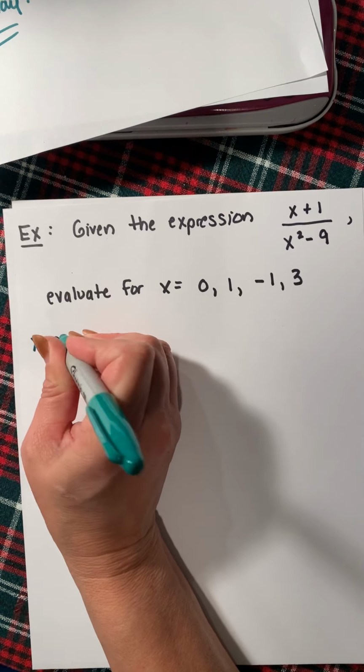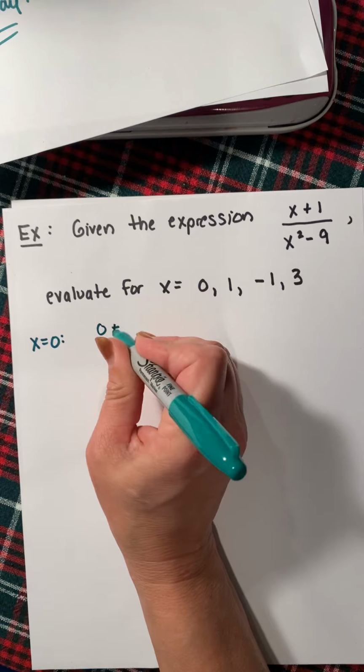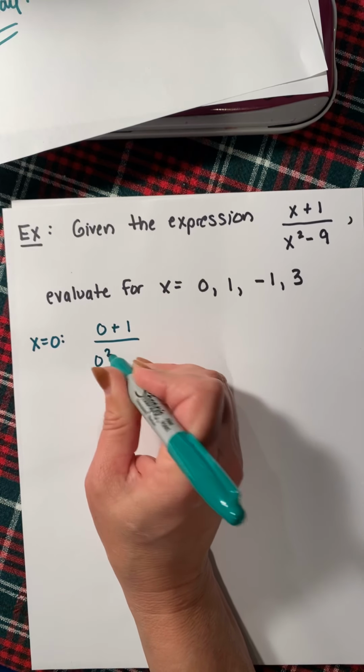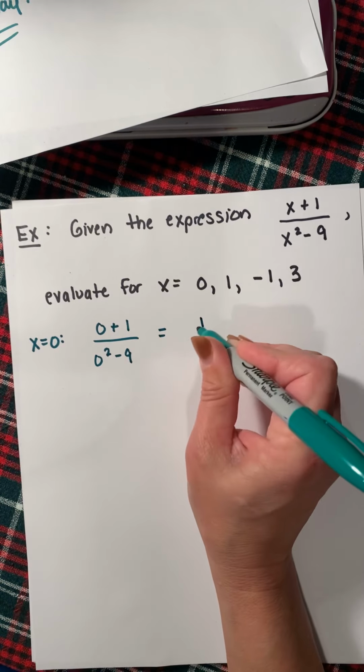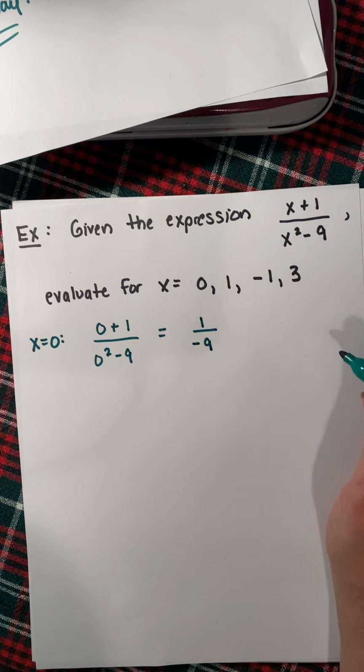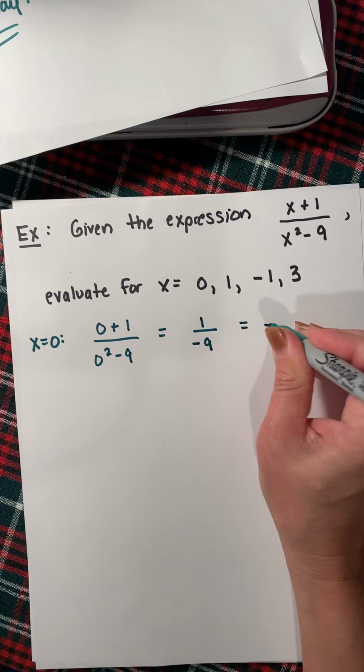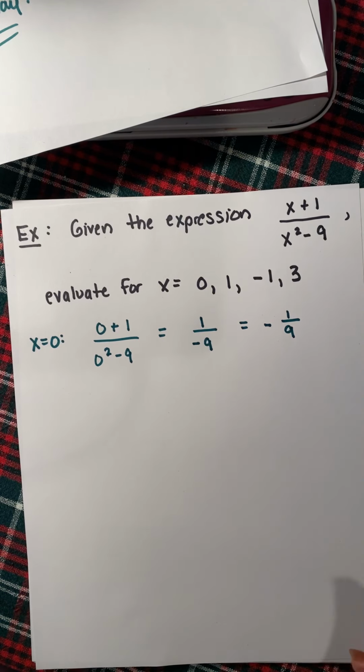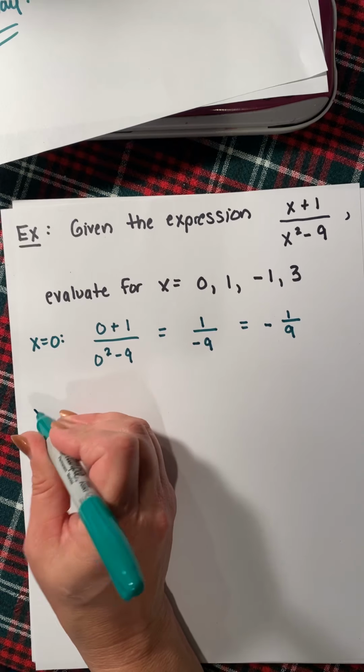So I'm going to start with 0. I'm going to plug 0 in. I get 0 plus 1 over 0 squared minus 9. Well, 0 plus 1 is 1. 0 squared minus 9 is negative 9. So the answer is 1 over negative 9. We could put the negative out front and call this negative 1/9. Either one of those are perfectly acceptable answers. And we just make sure, can we simplify this at all? And we can't. 1/9 is in its simplest form.